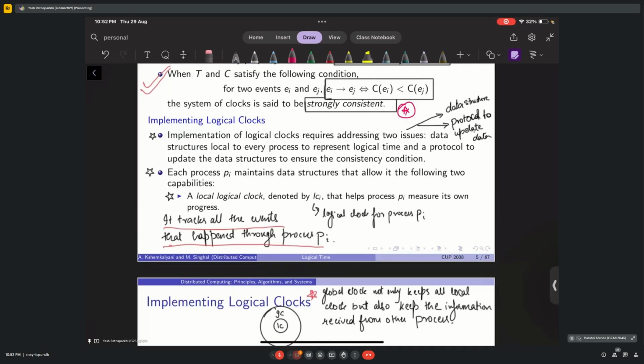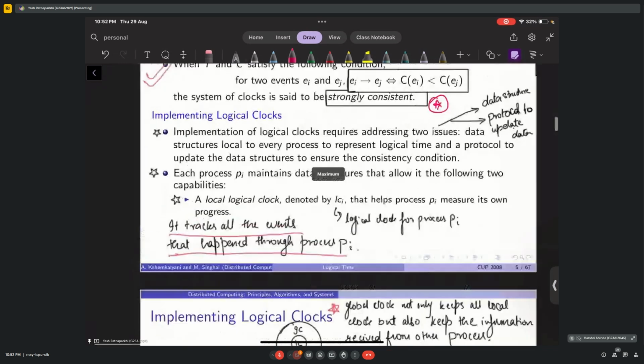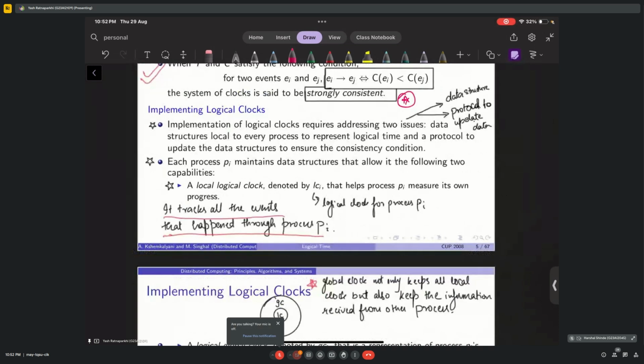Okay, so now we will be moving forward with the implementation of the logical clock. How will the implementation happen? Implementation of a logical clock requires addressing two issues: one is the data structure local to every process, and the other is the protocol to update the data structure. Why a data structure? Because we need an array of timestamps to store. And what should be the algorithm to increase that particular timestamp? That is called a protocol.